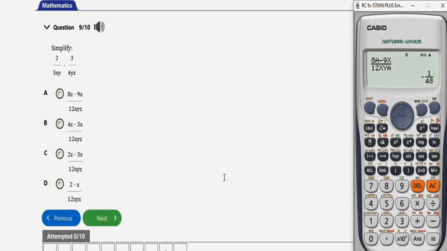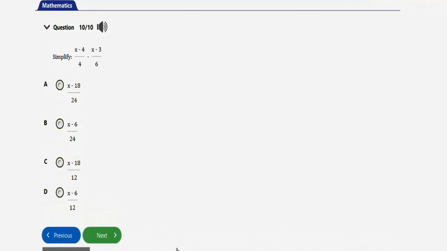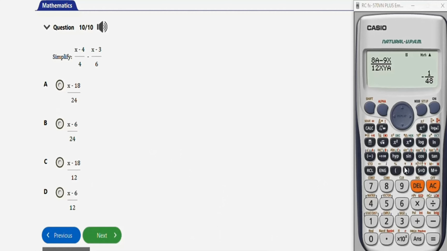So let's solve the next question, the last question before we call this a video, which is this one. Okay, so let's solve this question. Let's bring a calculator now. So let's wipe this. We are still making use of the x we stored as 2. We have not cleared the calculator. So we have x alpha x minus 4 over 4, then minus in fraction we have x minus 3 over 6. So let's see what this is going to give us.